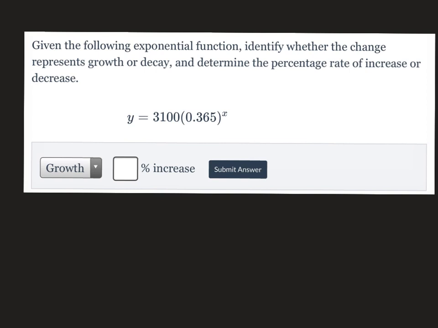All right, next thing we're talking about, we go from probably the toughest one to the easiest one. Given the following exponential function, identify whether the change represents growth or decay, and determine the percentage rate of increase or decrease. Let me just put a real nice little star by that one. It's the decrease that gets people, not the increase.